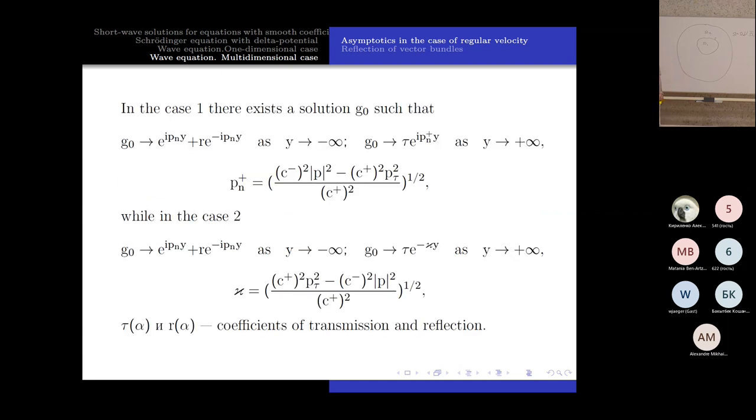If we do not have total reflection, then we have a unique solution which is an analog of the Jost function and has asymptotics as y tends to plus or minus infinity of this type. And in the second case, when we have total reflection, we will have a solution which, as y tends to minus infinity, oscillates and rapidly decays as y tends to plus infinity. This R is the coefficient of reflection here.